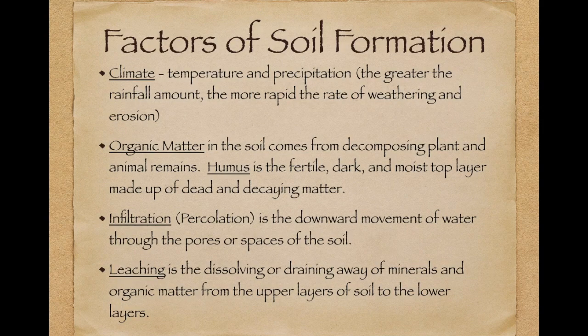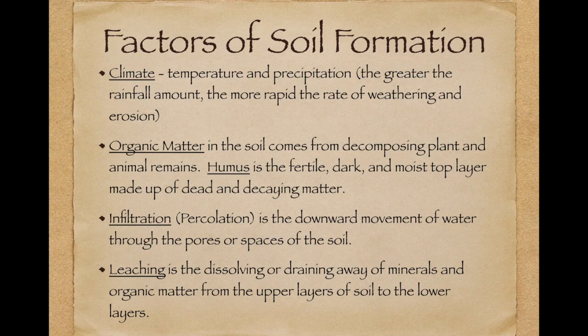The factors of soil formation include climate, organic matter, infiltration, and leaching. Climate focuses on temperature and precipitation. A climograph actually compares temperature and precipitation. The greater the amount of rainfall, the more rapid rate of weathering and erosion can happen.